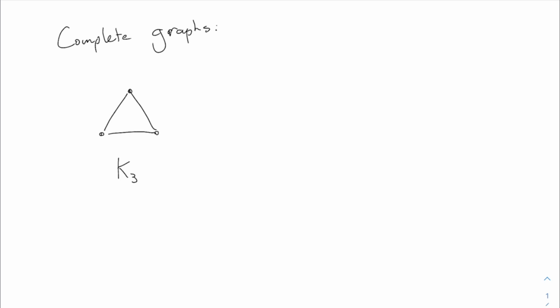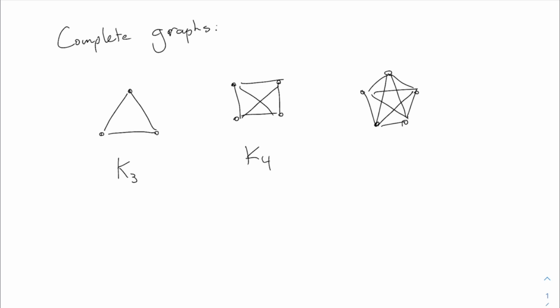Each complete graph is typically written with a K, and then the 3 in that one means there are 3 vertices. You can do this with 4 vertices. This is the complete graph with 4 vertices, which we write as K4. K5 looks like this. It has 5 vertices, and they have all possible edges between them. That's why it's called complete, because every edge that could be in the graph is actually in the graph. There are no missing edges between 2 vertices. These are complete graphs.